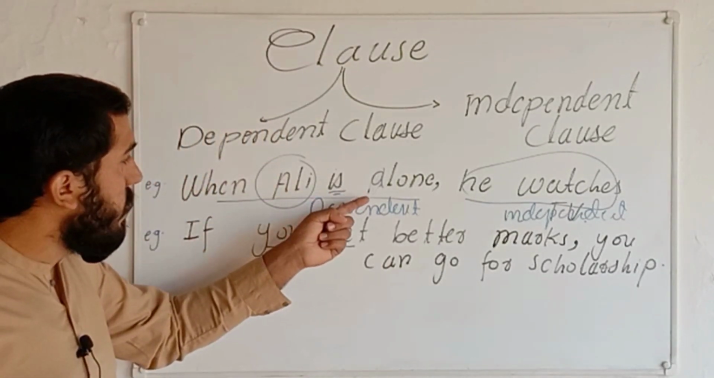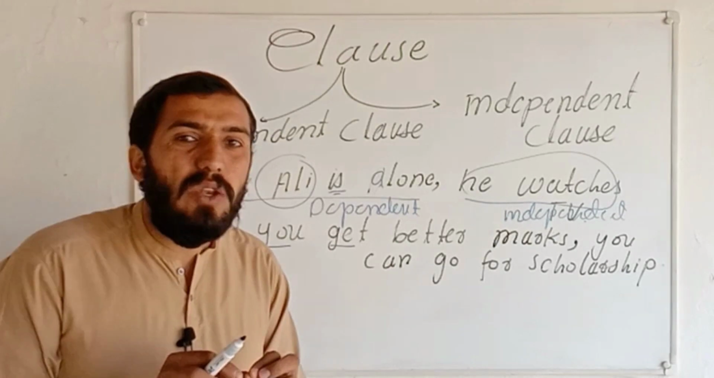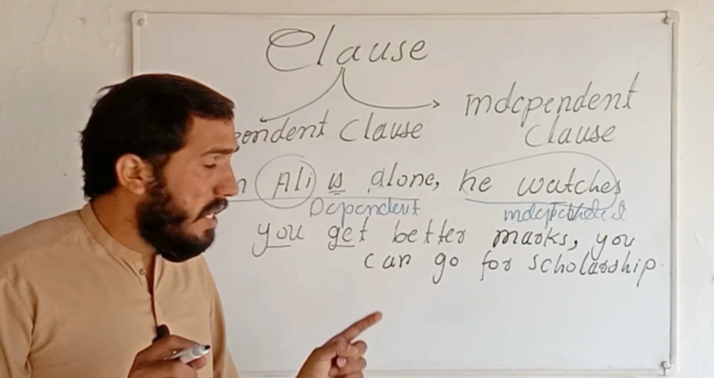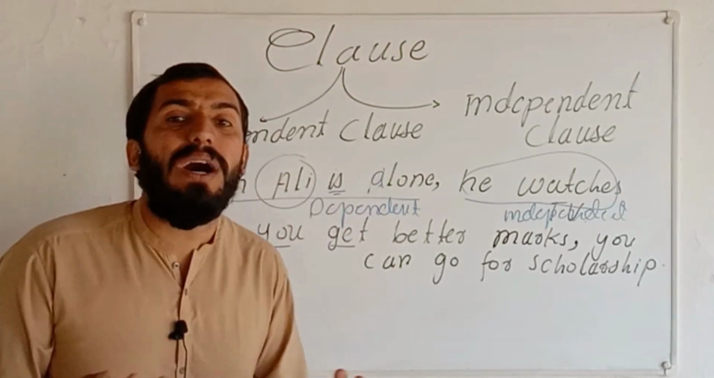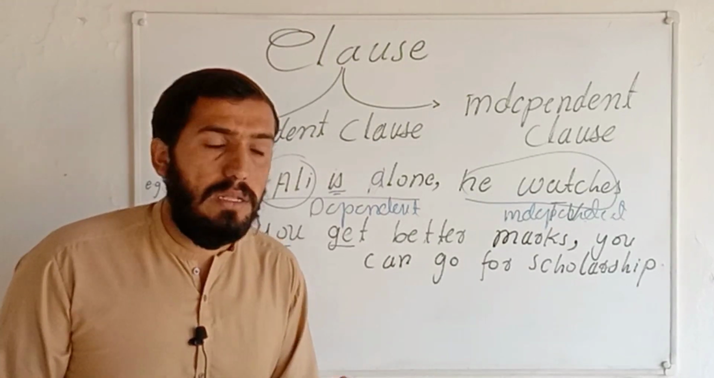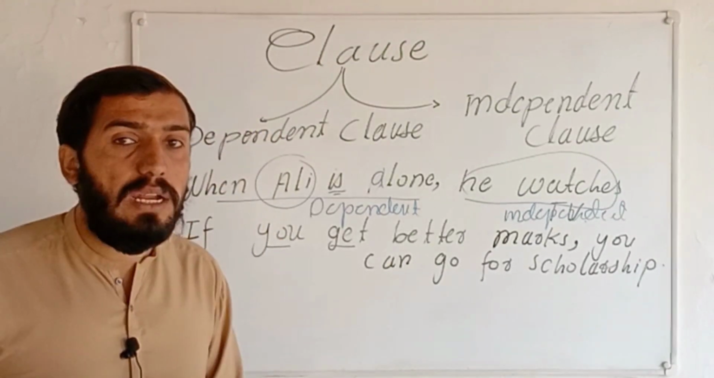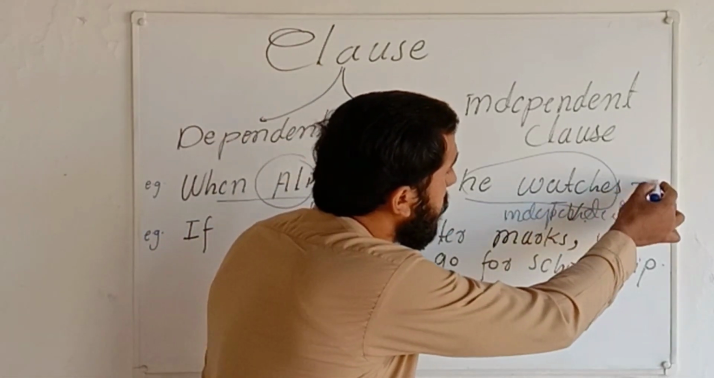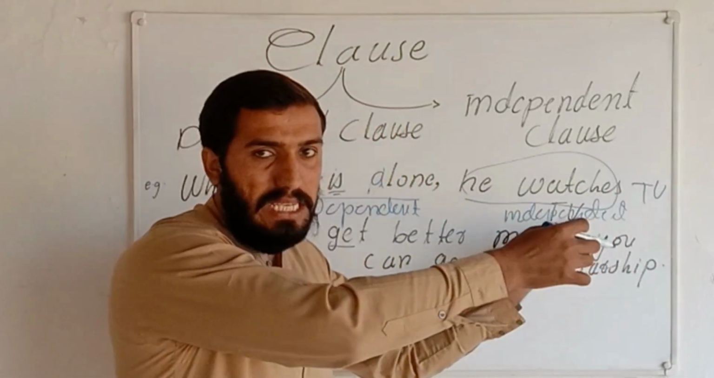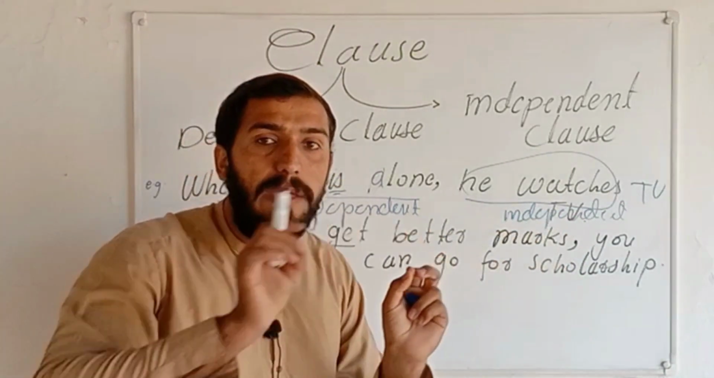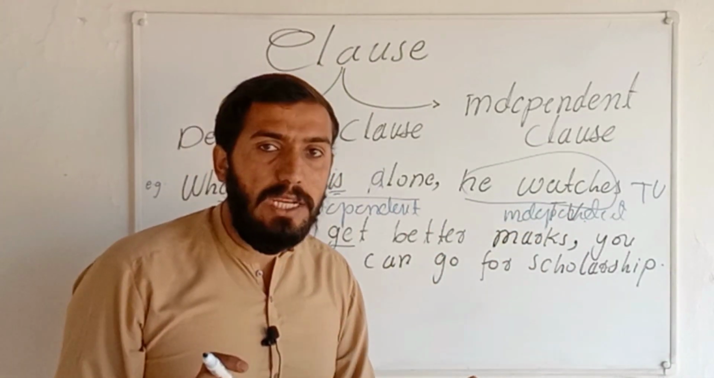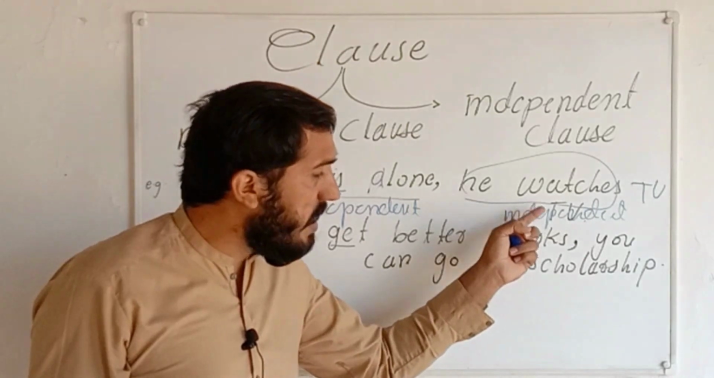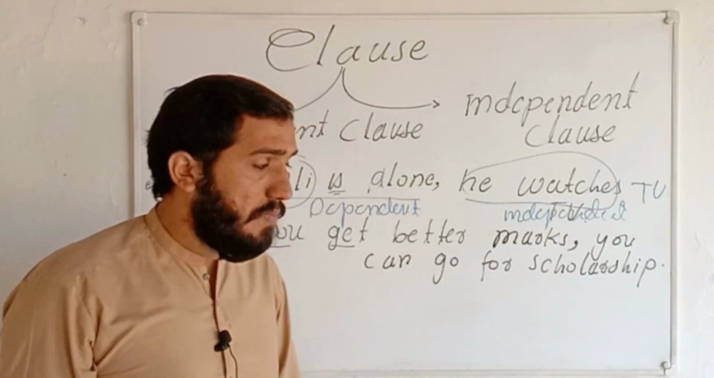When Ali is alone, a dependent clause cannot give a complete thought. As you can see here, when Ali is alone, so what? Well, it needs the help of another clause. He watches TV. This is an independent clause. He watches TV. Now the meaning is complete. Why? Because it is used with an independent clause.